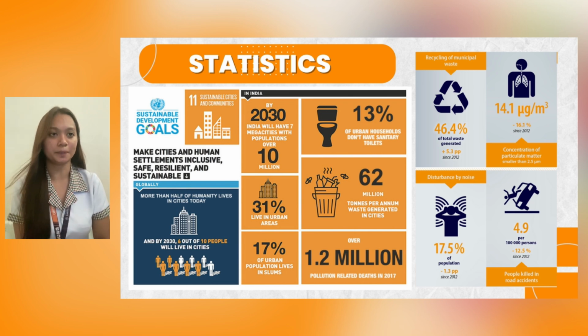Urbanization in India. By 2030, India will have 7 megacities of populations over 10 million. 31% of the population lives in urban areas. 17% of urban populations live in slums. 13% of urban households do not have sanitary toilets. 62 million tons of waste are generated annually in cities. Environmental and health concerns.